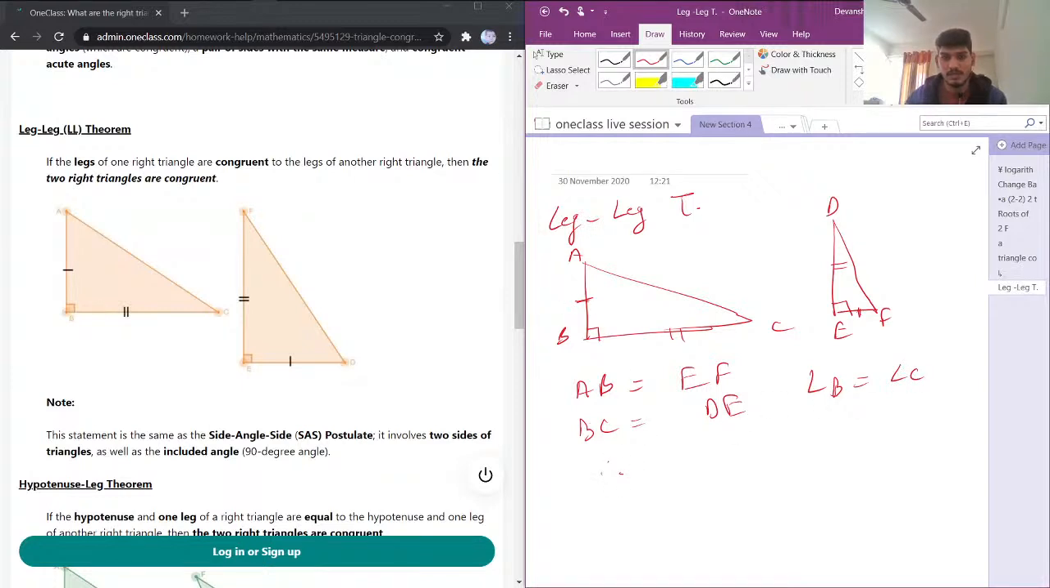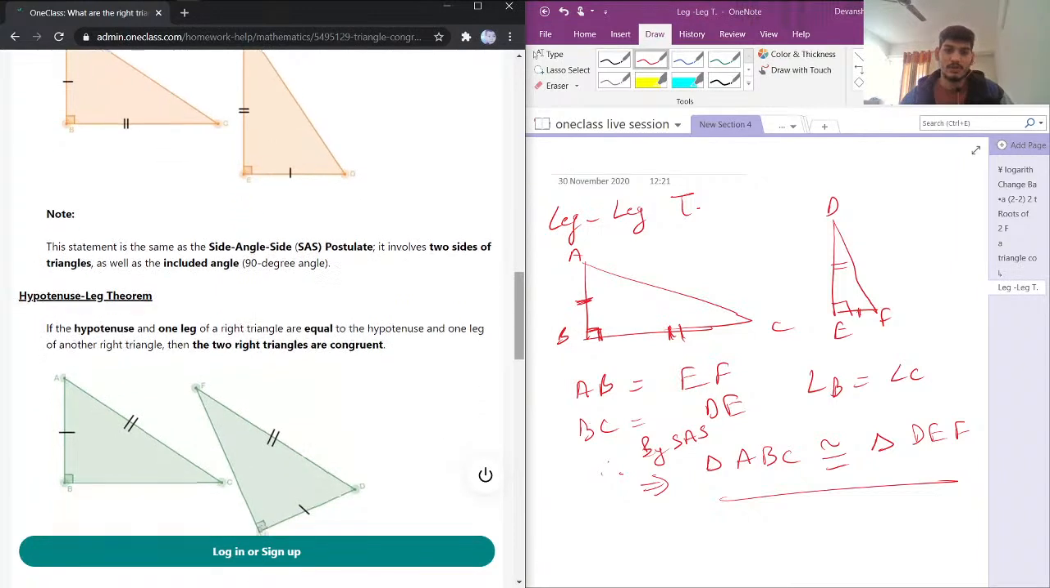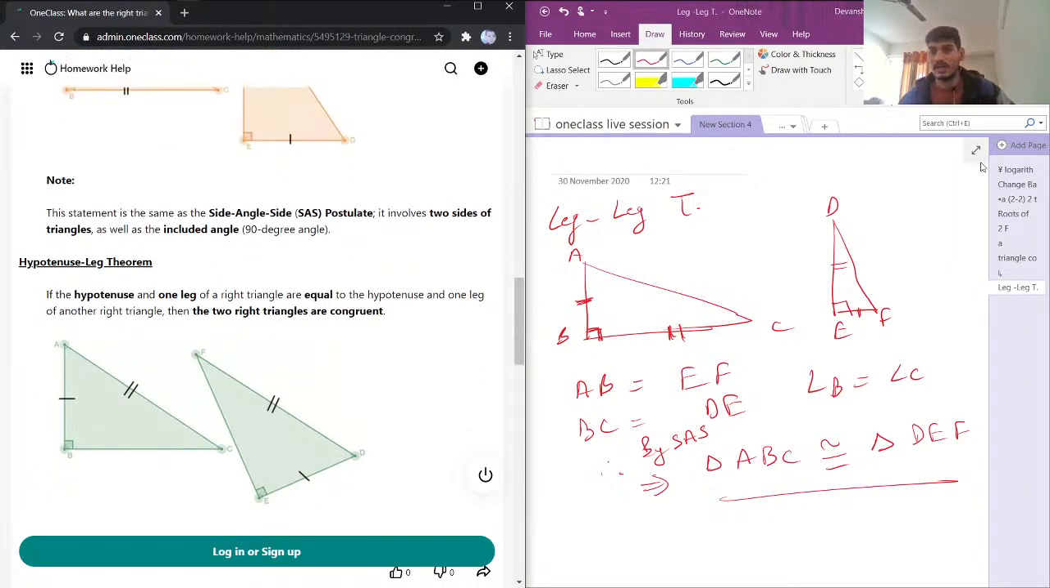Therefore, with the side angle side postulate, I can say my triangle ABC is congruent to triangle DEF. So in right angle triangles, basically we have the privilege that one angle is already 90 degrees. We know one angle and it is going to be equal to the other angle.